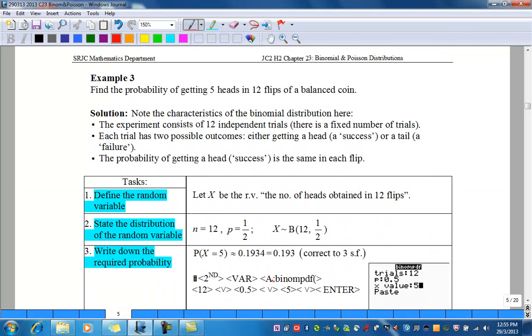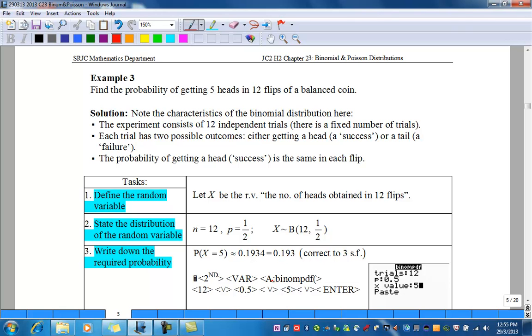Let's look at example 3 to illustrate how we work out binomial problems. Find the probability of getting 5 heads in 12 flips of a balanced coin. Note the characteristics of the binomial distribution here. 1. The experiment consists of 12 independent trials. There is a fixed number of trials. 2. Each trial has two possible outcomes, either getting a head, which is a success, or a tail, a failure. And 3. The probability of getting a head, a success, is the same in each flip.